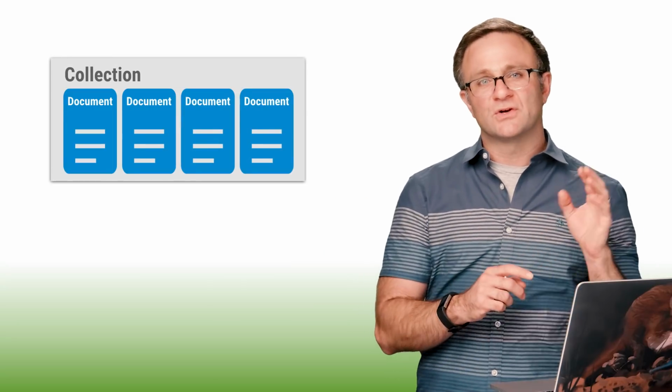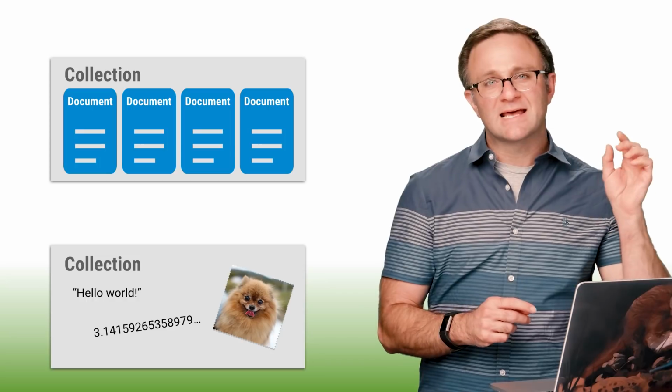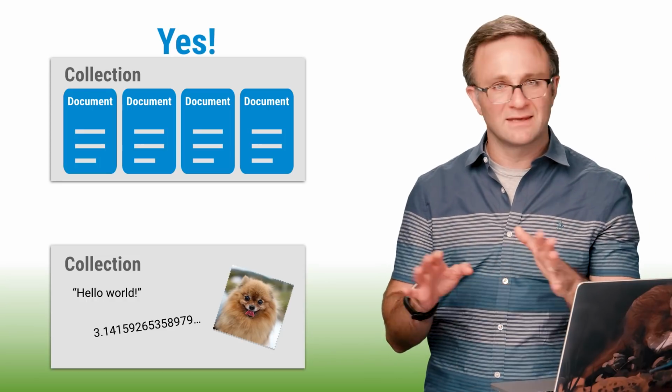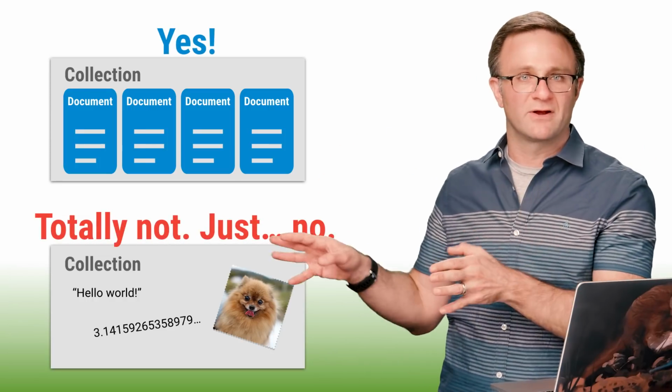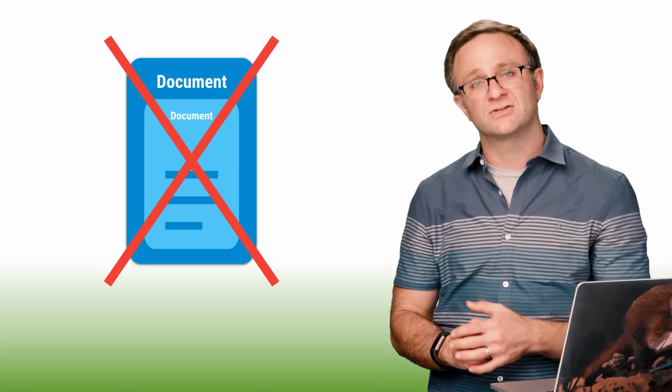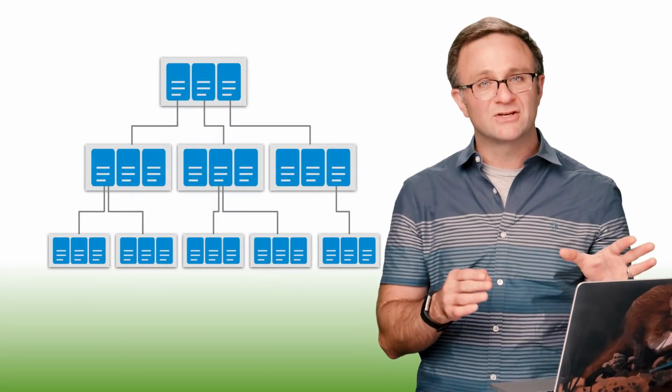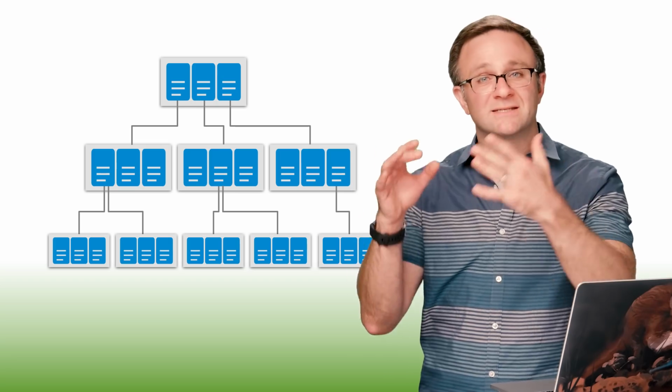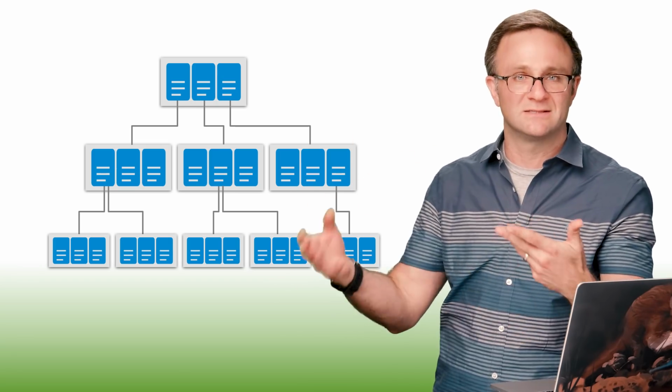So there are a few rules around the use of these things. The first is that collections can only contain documents, nothing else. No collections of strings or binary blobs or anything else there. Second is that documents can't contain other documents, but they can point to subcollections. So it's very common to see a collection containing a bunch of documents, which then point to subcollections that contain other documents and so on.